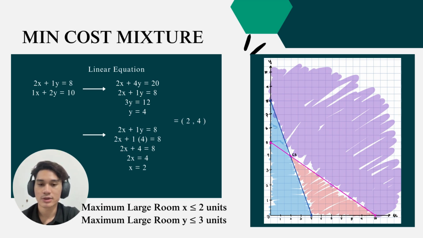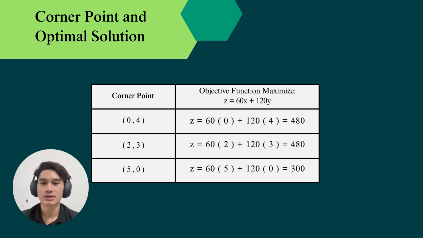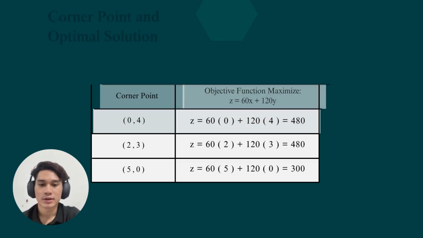So the maximum is 2 units for x and 4 units for y. For the corner points of optimization, the optimal solution: the corner point (0, 4) gives z equals 60 times 0 plus 120 times 4 equals 480. Then (2, 4) gives z equals 60 times 2 plus 120 times 3 equals 480. And (5, 0) gives z equals 60 times 5 plus 120 times 0 equals 300.